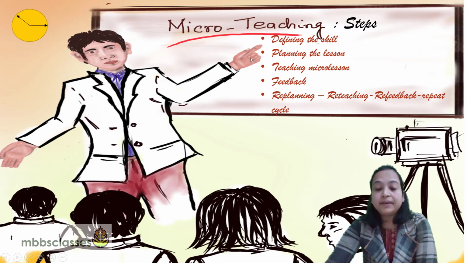Then second is planning a micro lesson. We must plan how to teach, what to teach, and next is teaching a micro lesson. Then after teaching a micro lesson, constructive feedback is given by the peers and the experts, and then next comes the phase of replanning, then again reteaching, refeedback, and this cycle keeps going on.